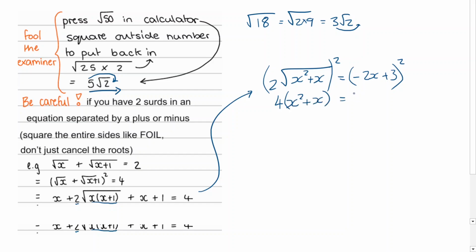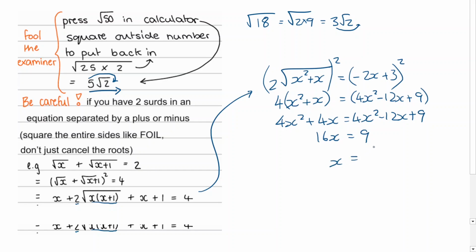And this squared will be 4x squared minus 6 minus 12x plus 9. And from there, you can just times everything out. 4x squared plus 4x equals 4x squared minus 12x plus 9. In this case, the squareds will cancel. I'm going to take my x's to this side and get 16. And x will be 16 over 9.